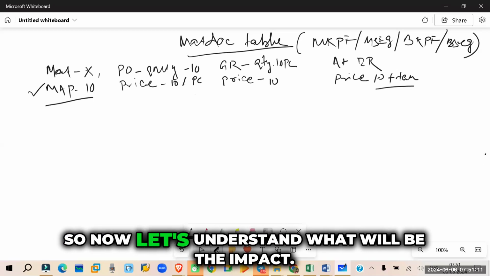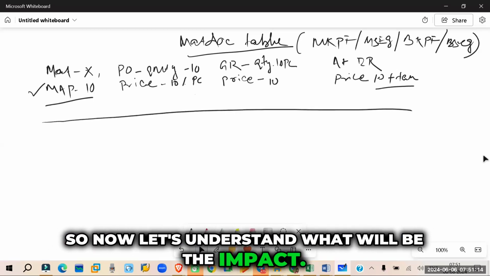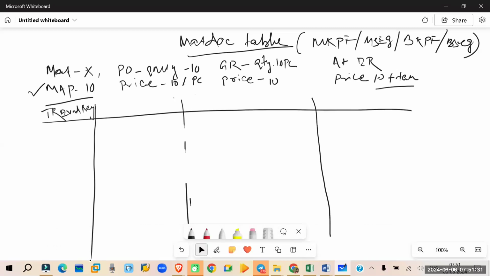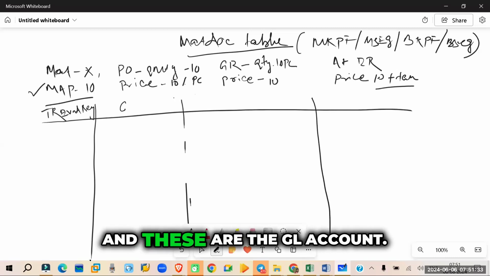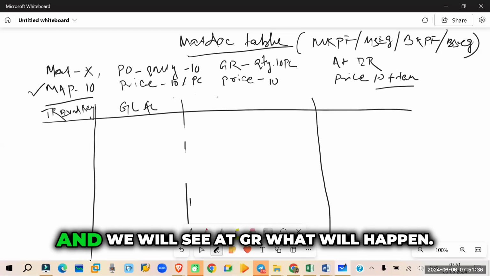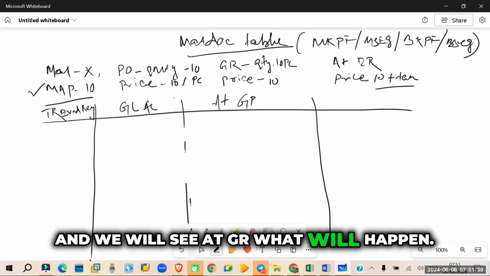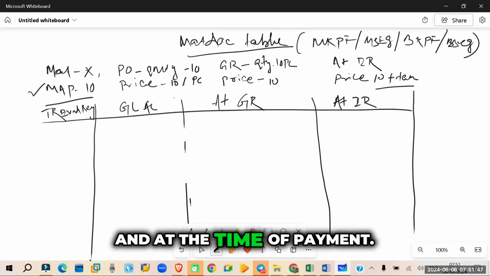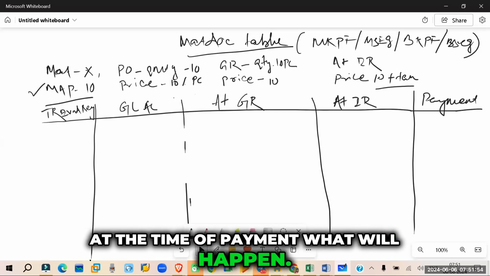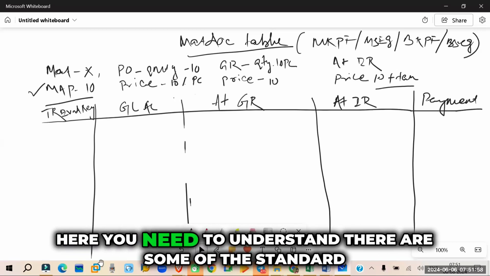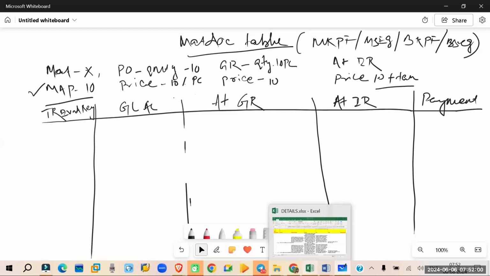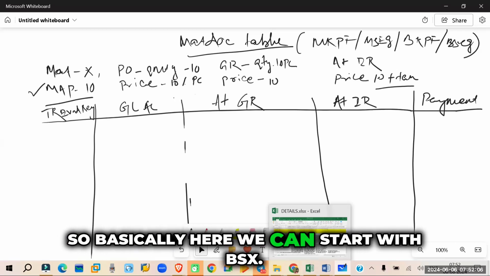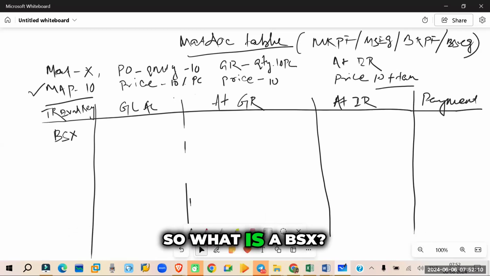So now let's understand what the impact will be. These are the transaction event keys, and these are the GL accounts, and we will see what will happen at GR, what will happen at IR, and at the time of payment. There are some standard transaction keys when you do a goods movement. Basically, here we can start with BSX. So what is BSX?